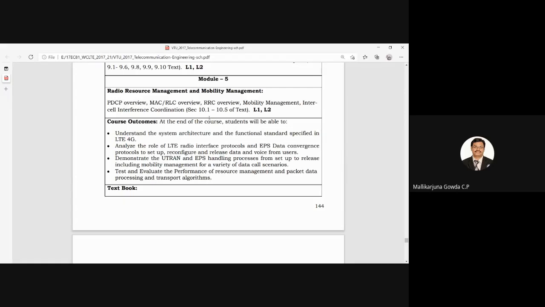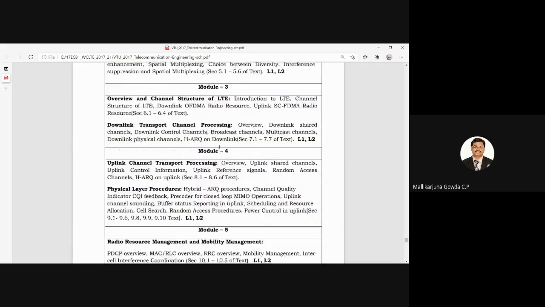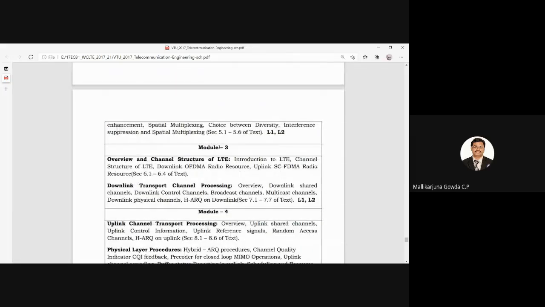Because it is a theory subject, along with this I will be taking you through some simulation software where you will be able to understand some of the concepts, and also visualize how the channels have been allocated for different tasks. Okay, and as I said, here synchronization signals.